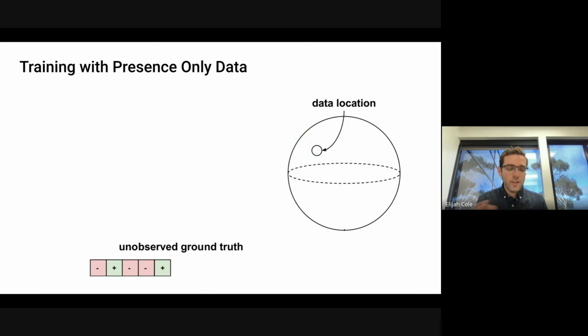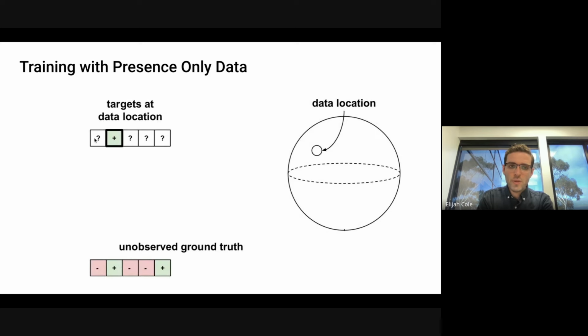In the context of the spatial data, the way we train with presence-only data is that initially we have this. This is a cartoon of the unobserved ground truth. So the red boxes are species that are absent. The green boxes are species that are present. And so we don't get to see this, but this is what's truly the case about a given location on the Earth. And all we observe is a single positive label at the location where someone took a photo or assessed whether a species was present at that location.